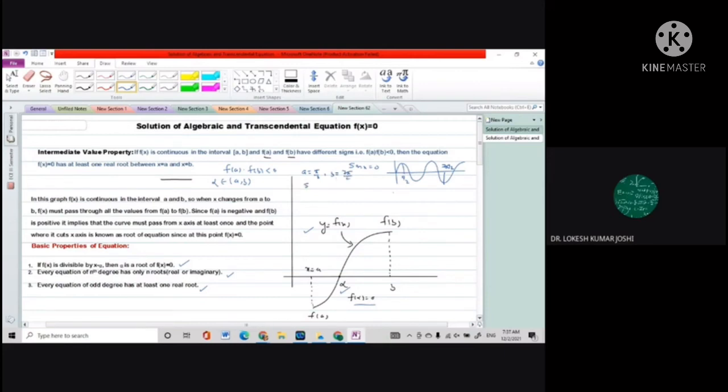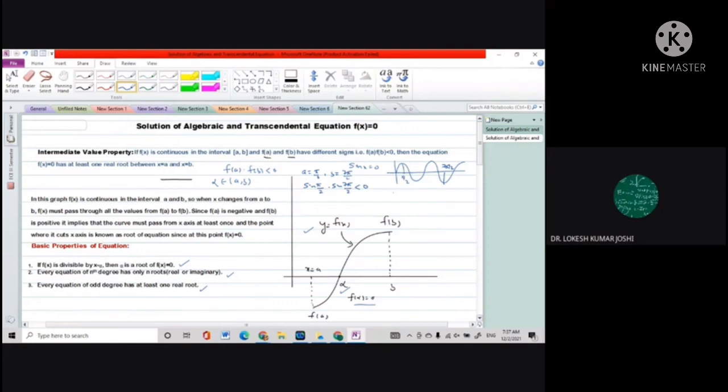And we know sin(pi/2) times sin(7pi/2) is less than 0, because sin(pi/2) is plus 1 and sin(7pi/2) is minus 1. Therefore their product is less than 0, and using the intermediate value property, there exists at least one real root.